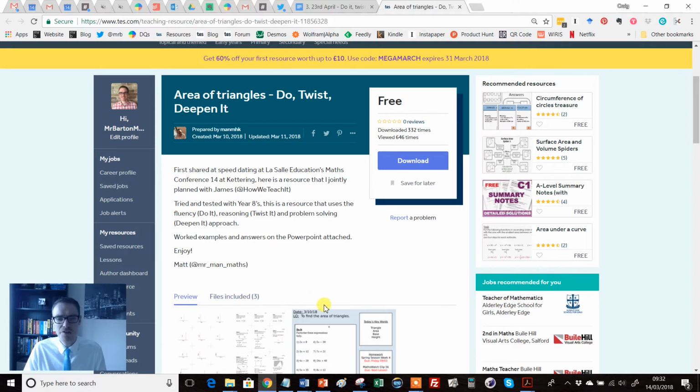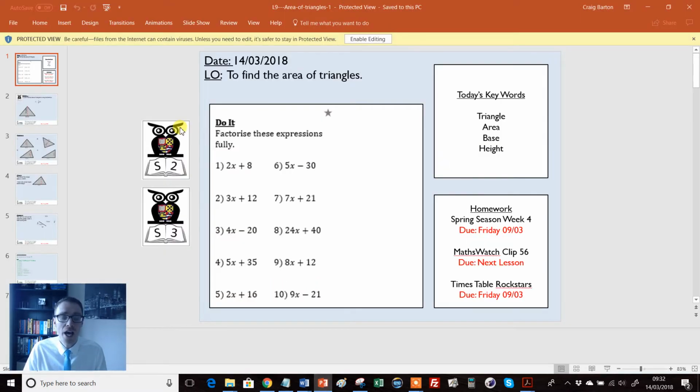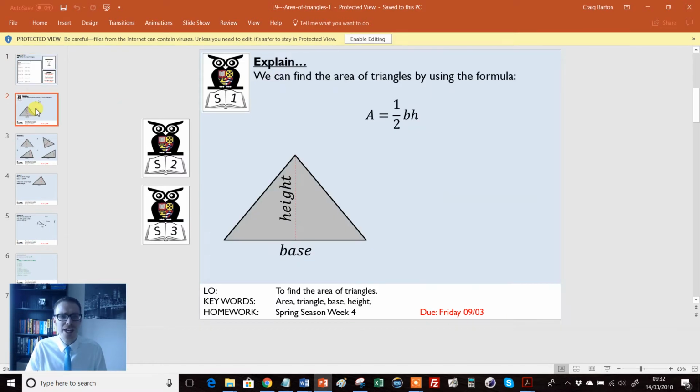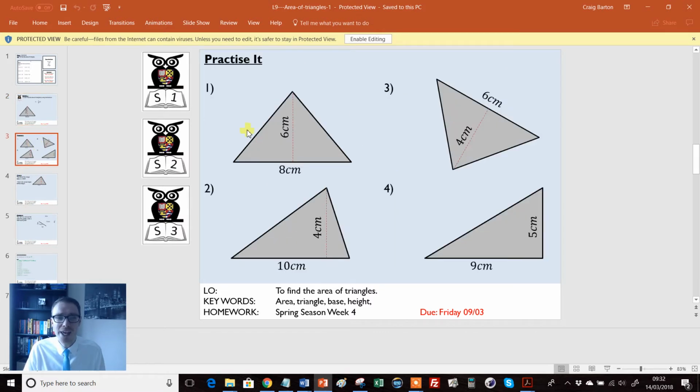Well, the resource itself consists of a PowerPoint and two worksheets. The PowerPoint opens up fairly straightforward, just a do it, factorising expressions, I assume from a prior lesson, just practising that skill. And then we get on to the meat of it, so we're on to area of a triangle. So this is the worked example phase of the lesson, where we're just going to discuss where this formula comes from, learn what the letters in the formula mean and so on. And then we get on to practising using the formula. So nothing amazing so far.